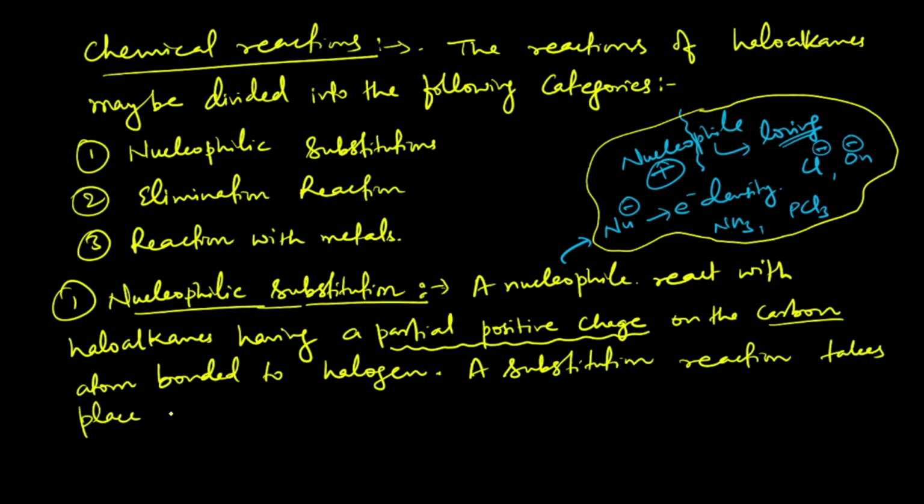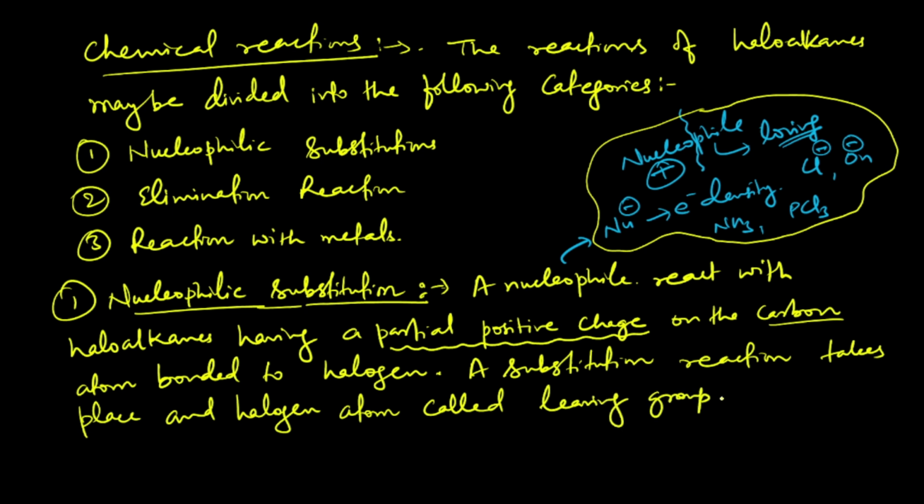Okay, substitution takes place, and the halogen atom, called the leaving group, departs as a halide ion. Correct. So the halogen will leave as a halide ion, so that will be the leaving group.